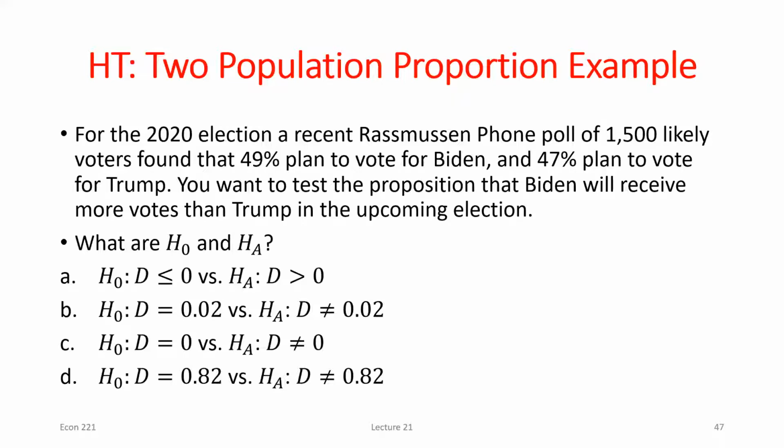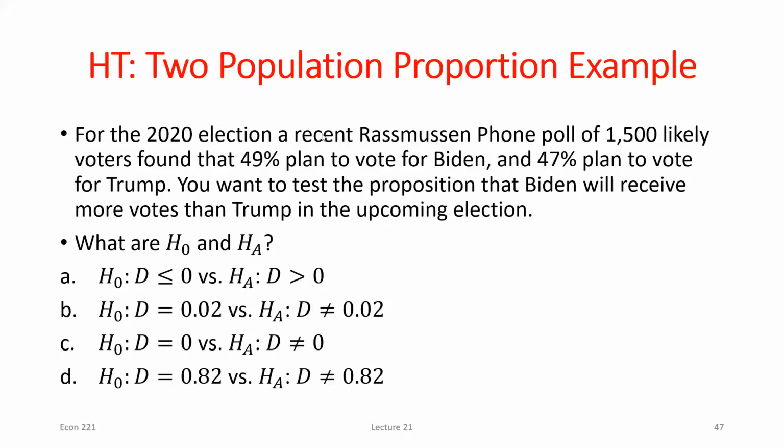So this is a company that correctly predicted the election in 2016. They did another phone survey. They've been doing them almost every day or every couple days, and they've got 1,500 likely voters. These aren't necessarily registered voters, but they're people who responded they're likely to vote. We don't know if they're registered or not, but they're likely to be registered and vote on election day. They found that 49% of people plan to vote for Biden, while 47% plan to vote for Trump.